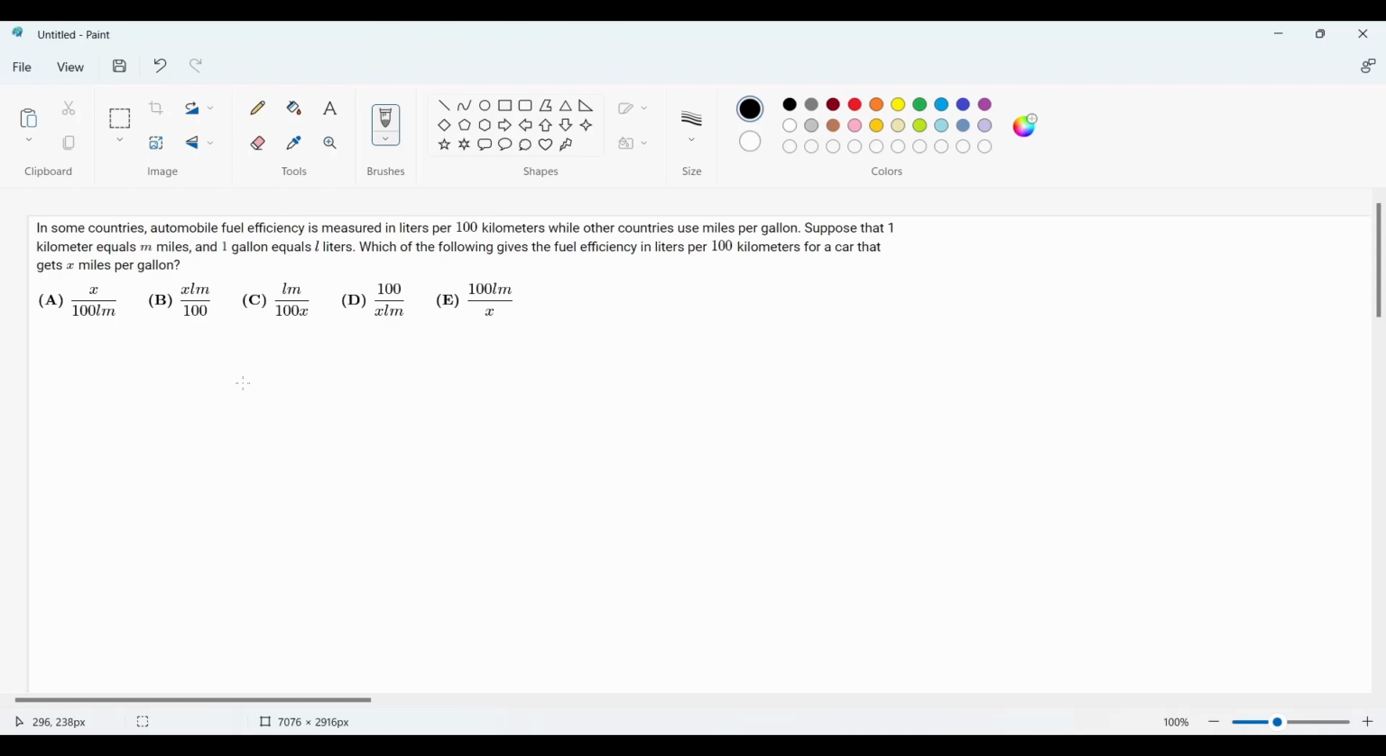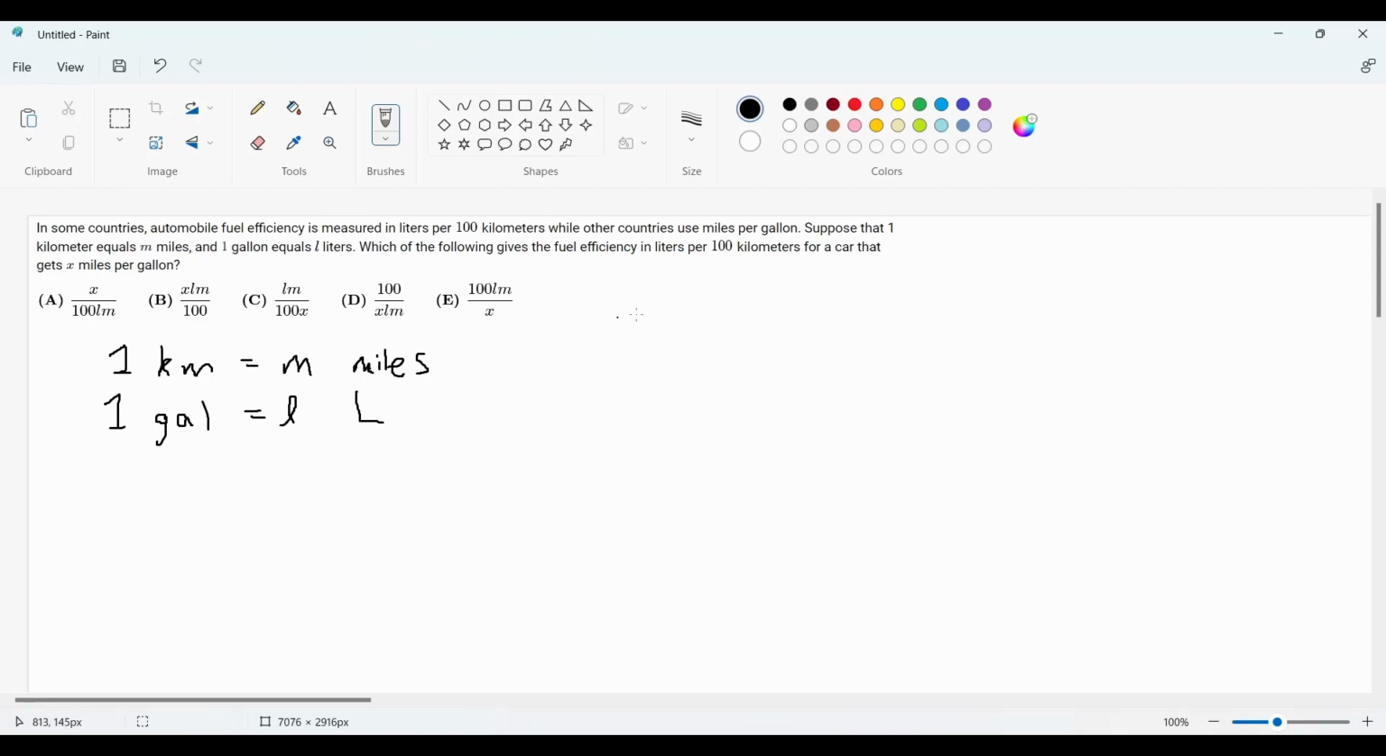In some countries, automobile fuel efficiency is measured in liters per 100 kilometers, while other countries use miles per gallon. Suppose that 1 kilometer equals m miles and 1 gallon equals L liters. Which of the following is the fuel efficiency in liters per 100 kilometers for a car that gets X miles per gallon? So this looks like a standard unit conversion sort of thing. We are told that 1 kilometer is equal to m miles, and 1 gallon is equal to L liters. I'll write it like that, capital L for liters.